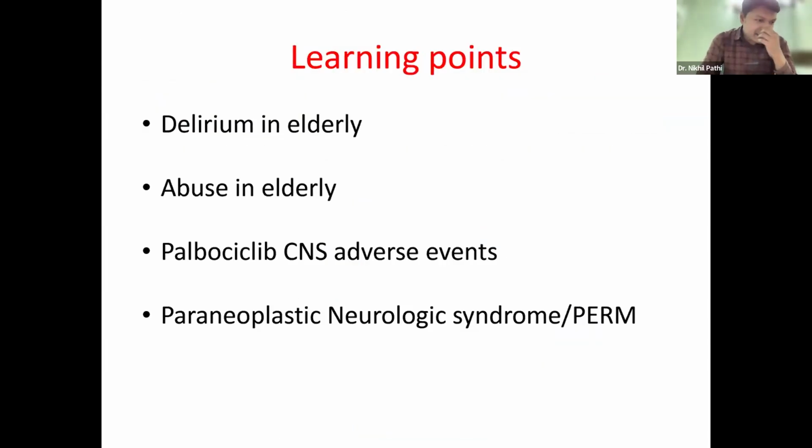And I think we started with one of the commonest presentations in the elderly in this case. We discussed abuse in the elderly, the rarer side effects of palbociclib, and neurological manifestations, which were quite rare to end with in our patient, and successfully we were able to send her home in a better shape. Right. Now we move on to our second case.